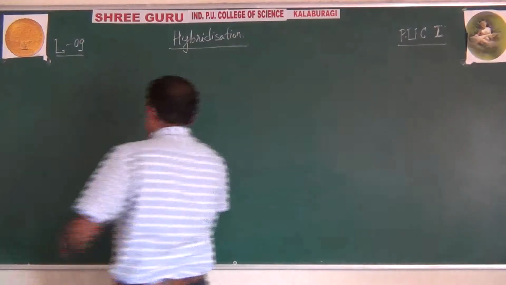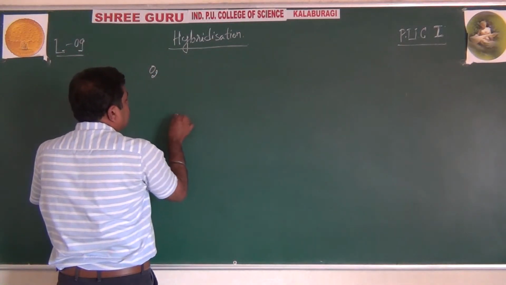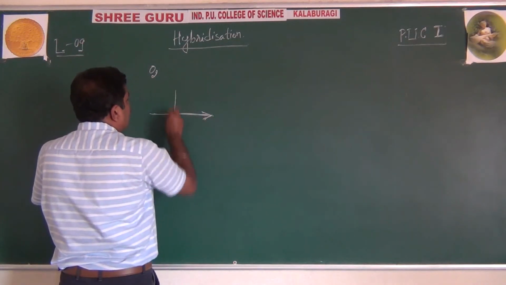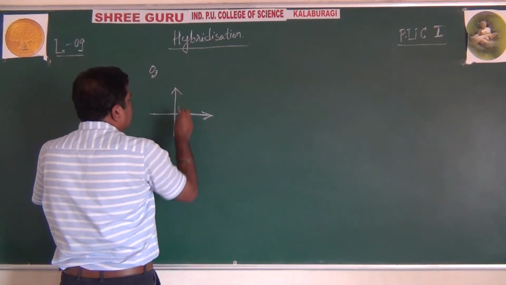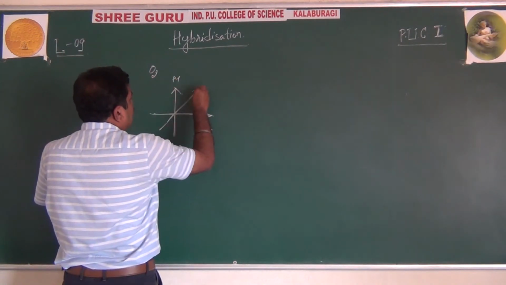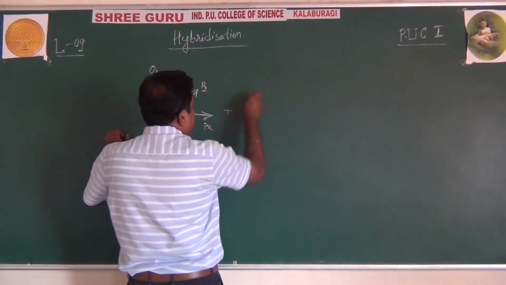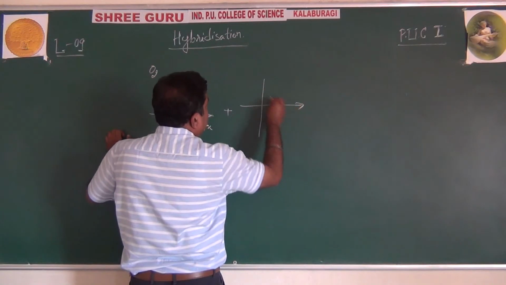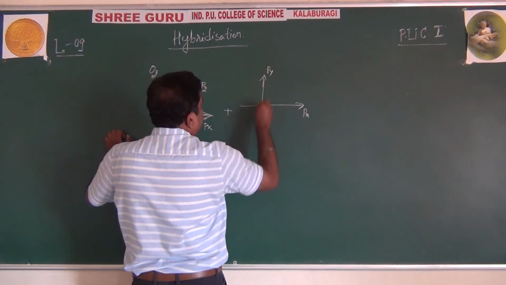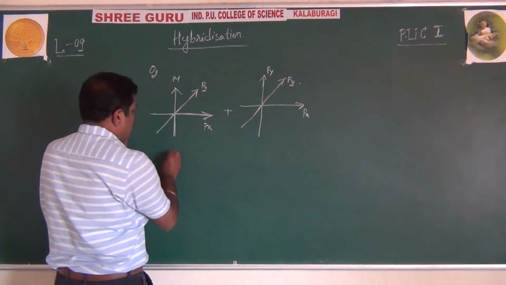For the oxygen molecule, yesterday I told you about one oxygen atom, but it was in a hurry. Assume it like this: px, py, and pz. This is for one oxygen. Like this, another one: px, py, and pz. O and O.